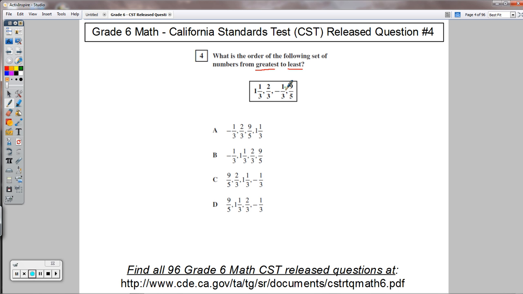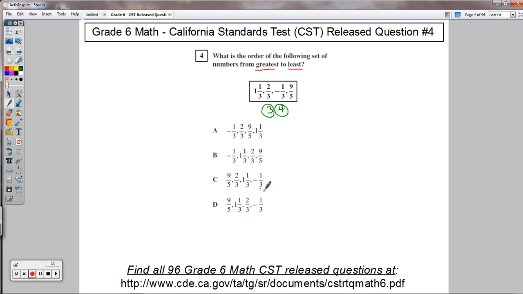The least number, the smallest number, would be this negative one. It's the only one that's negative, so this would be the least. So that's number 4. And then after that, this one is the only one that's not greater than 1, besides the one we just talked about. This one's greater than 1. 9/5 is greater than 1. So this would be third in order if we're going from greatest to least.